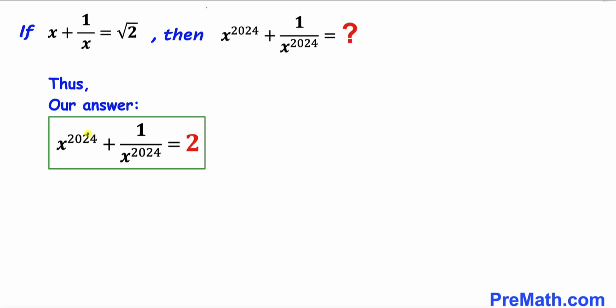So that's our final answer. x power 2024 plus 1 divided by x power 2024 turns out to be positive 2.